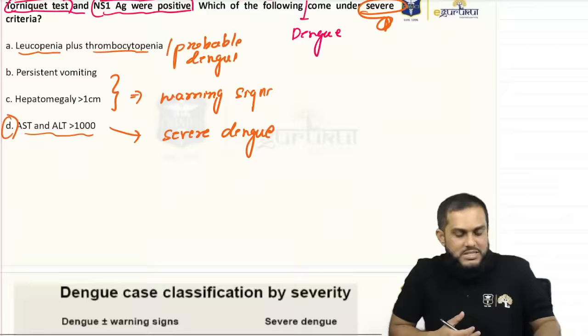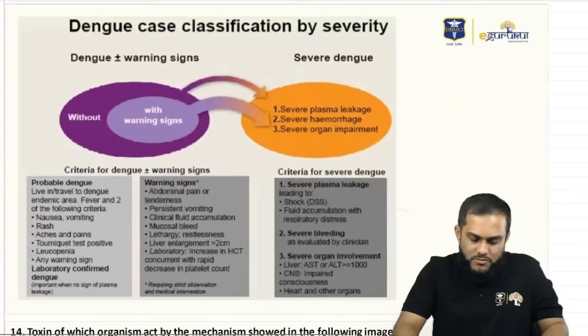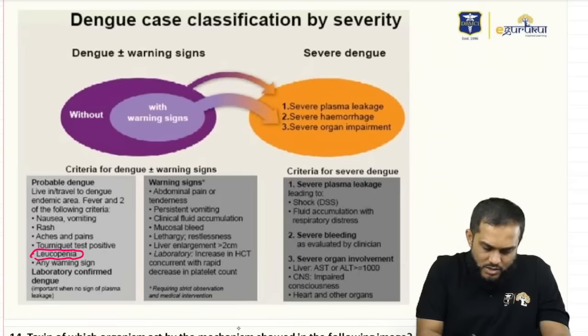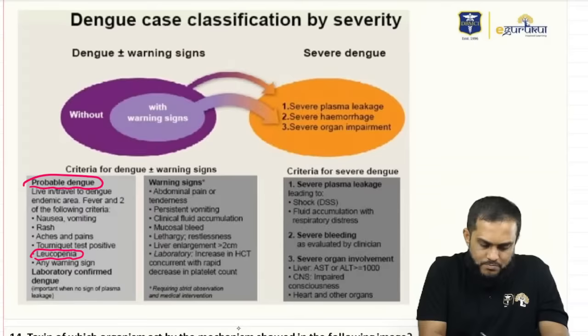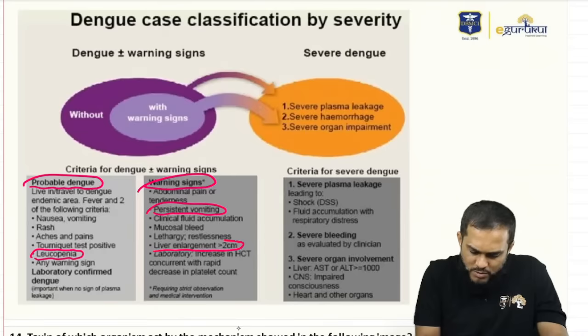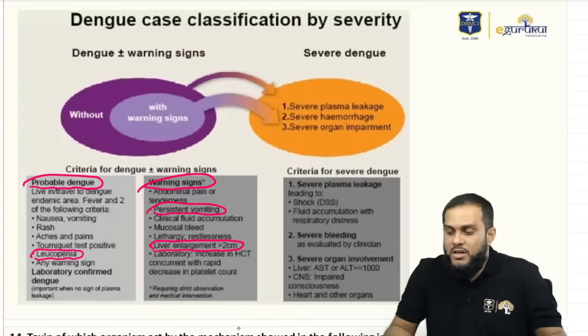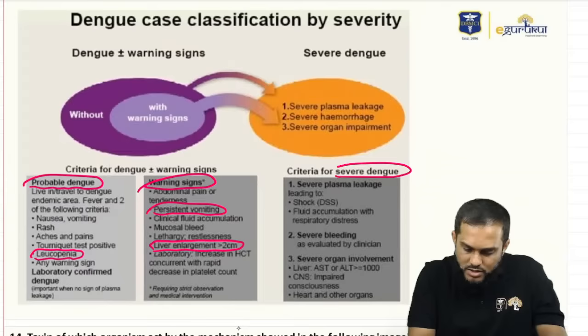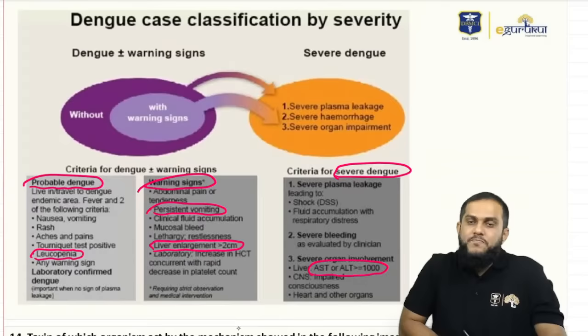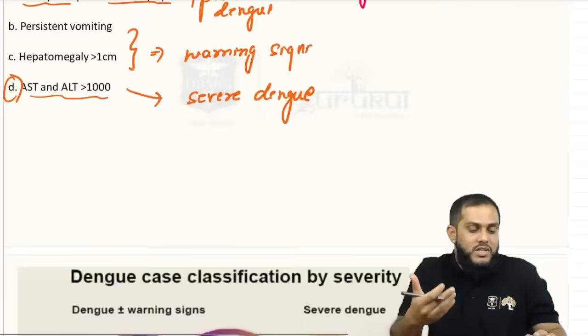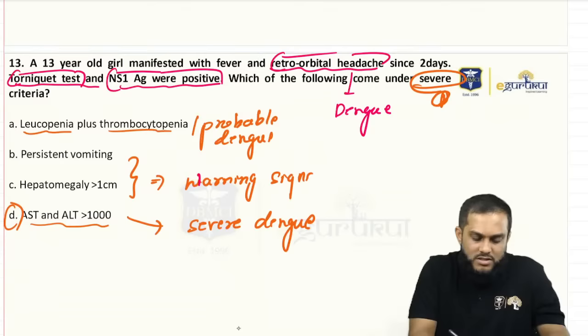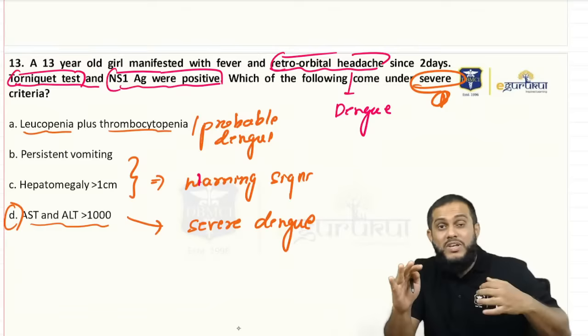For example, I will show you the criteria here for dengue virus. Leukopenia is probable dengue. Among warning signs, you can see persistent vomiting comes under warning signs, and liver enlargement more than 2 centimeters also comes under warning signs. Severe dengue criteria: you can see AST and ALT more than 1000. So these are the signs they have taken here: probable dengue criteria, warning sign criteria, and severe dengue criteria. That's why the answer is option D, clear cut, simple. This time questions were very easy if you have studied with concepts based on INICET. So, moving to the next question.